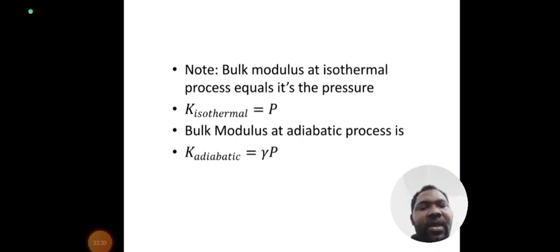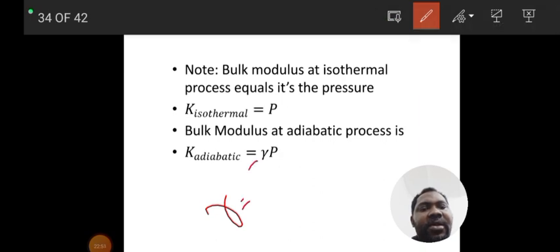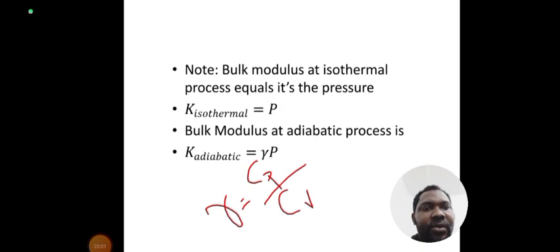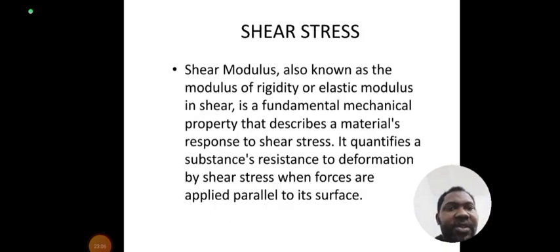And the next point is the bulk modulus at adiabatic condition. Adiabatic process simply means no heat exchange. A process that takes place under adiabatic conditions has a bulk modulus equal to gamma times P. Now the gamma there means the ratio of specific heat capacity at constant pressure to specific heat capacity at constant volume. This is just a point to note. Okay, so we move to shear modulus.